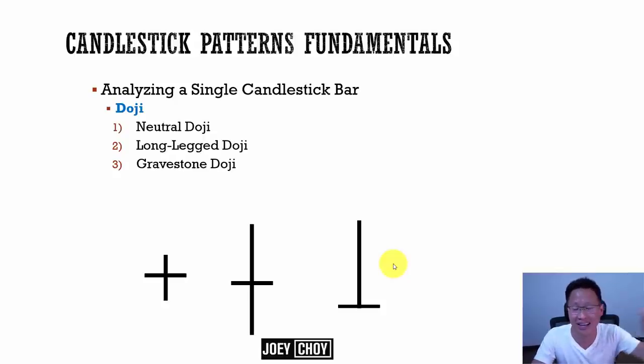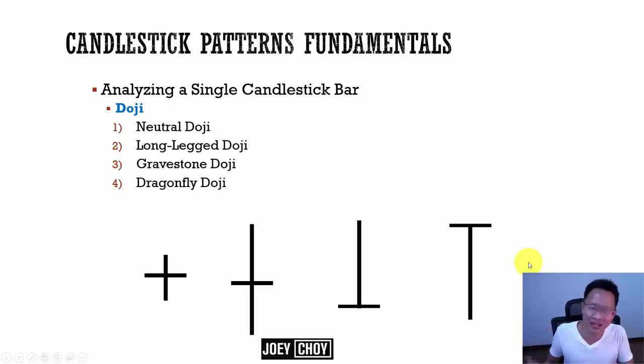If you see it right at the resistance zone, that could really lead to a potential reversal in terms of the short-term trend right here. This would be the gravestone doji. Next one, this would be just the opposite. We call it a dragonfly doji.